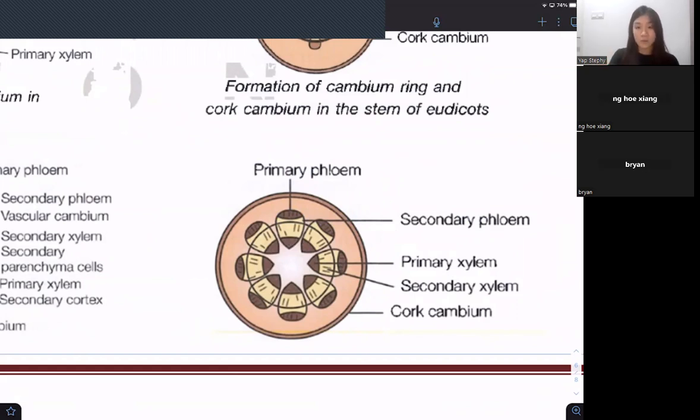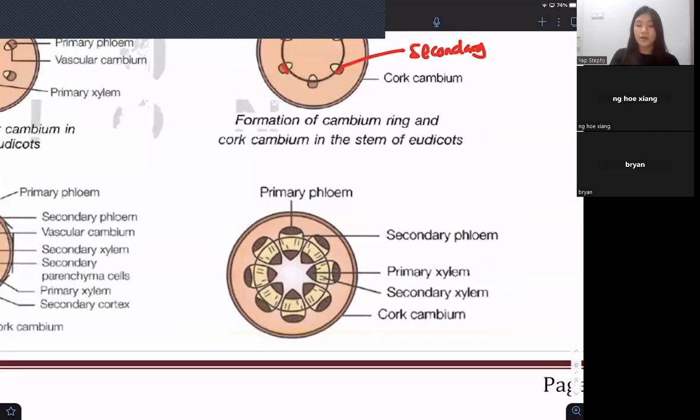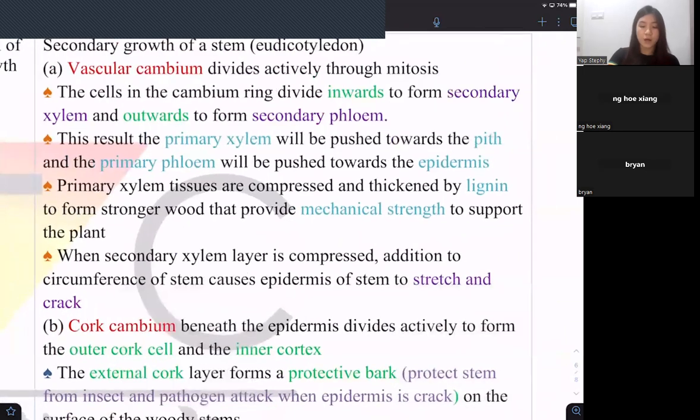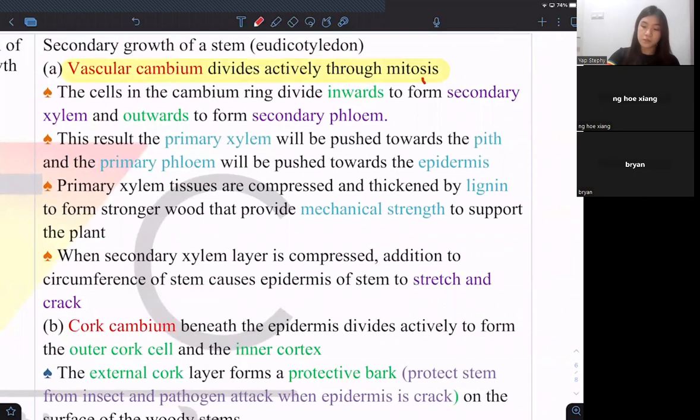Okay, for the xylem also the same. You can see the secondary xylem is very near to the cambium ring, but the primary xylem is very far. The distance is longer compared to the secondary one. So actually labeling is very easy. So you come to see the first point here: vascular cambium divides actively through mitosis. So this is the first point. The cells that divide inward will form the secondary xylem. Those that divide outward will form the secondary phloem. This one we learned already before.